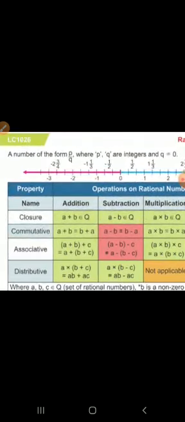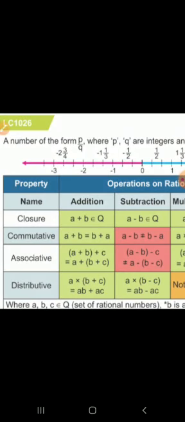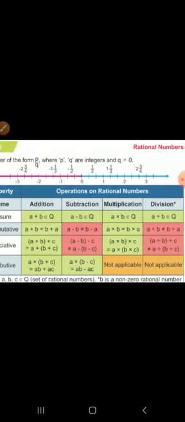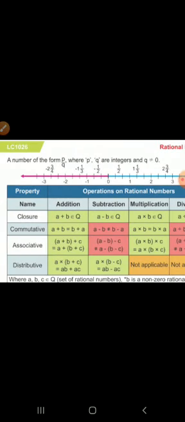So we have done properties of rational numbers today. We have learned what are rational numbers and the properties we have done. So in the tabular form, all these properties are being shown here, as you can see on the screen. Properties are closure, commutative, associative and distributive. And we have applied all these 4 properties for addition, subtraction, multiplication and division.